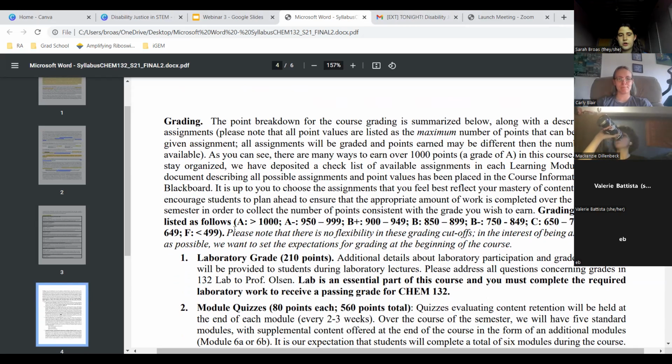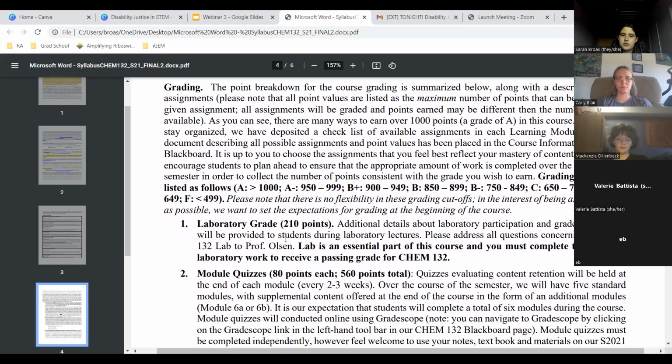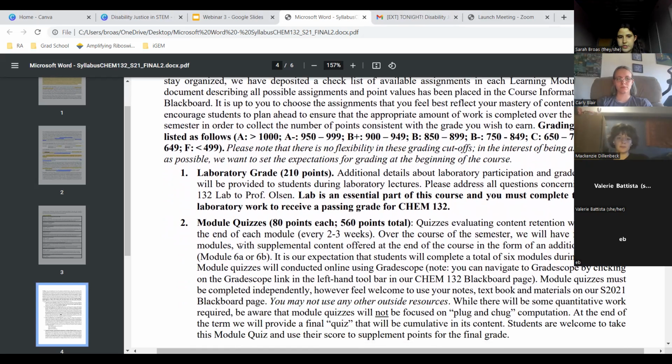Overall, in order to earn an A in the class, you had to get over 1,000 points. And then down from there, you can earn an A minus, B plus, etc. by earning different amounts of points. And in order to earn those points, you can do a whole host of different things.